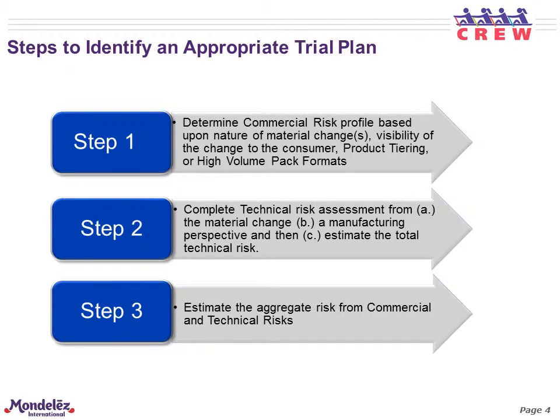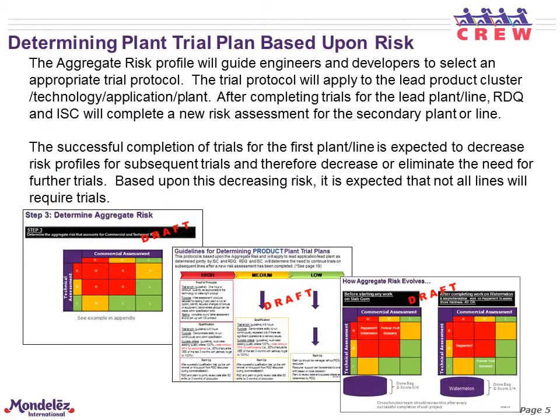The document will assist you on the risk assessment process in order to determine the testing plan. The risk assessment is a 3-step process. Step 1 being the commercial risk assessment, Step 2 technical risk, and Step 3 is to combine risk and determine the total risk of the project. It will be used to select the appropriate testing protocol for the lead factory.